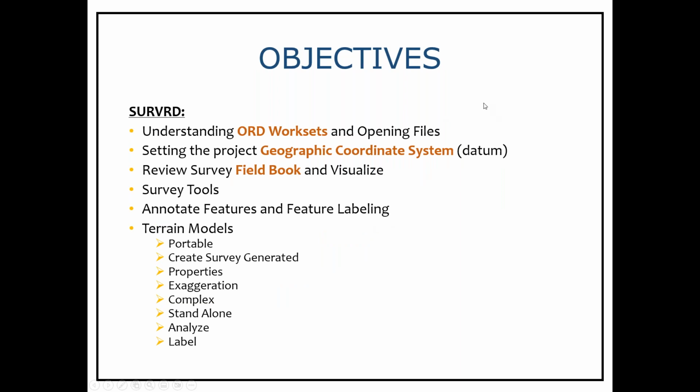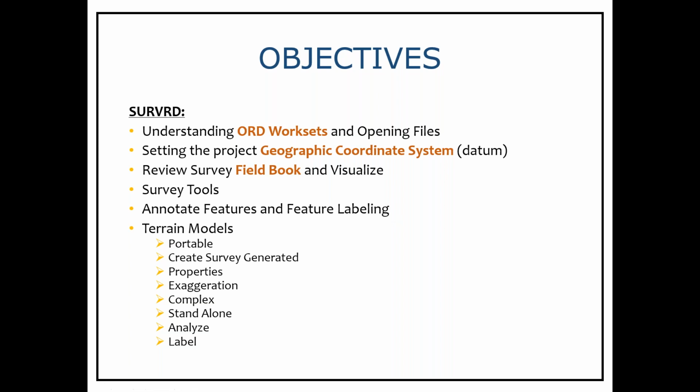The objectives of this workflow, in this training guide, are to understand the ORD work sets and opening files, and setting up the project geographic coordinate system, which has to be on one of four datums in Florida. Then review the survey field book and how it visualizes. I want to show you some of the survey tools. We have some new ones in ORD, and they are very handy for designers. I want to quickly go through annotate features and feature labeling.